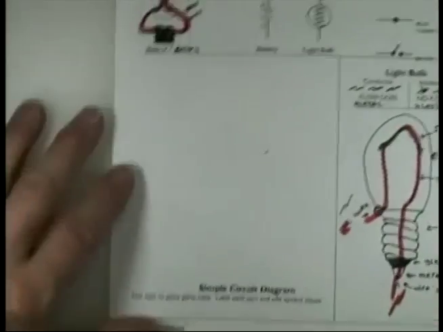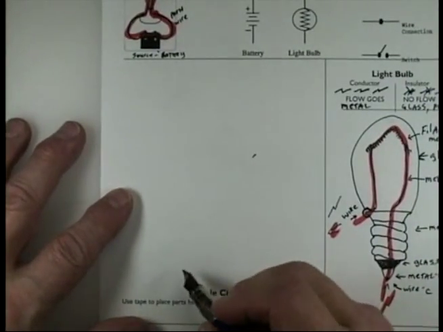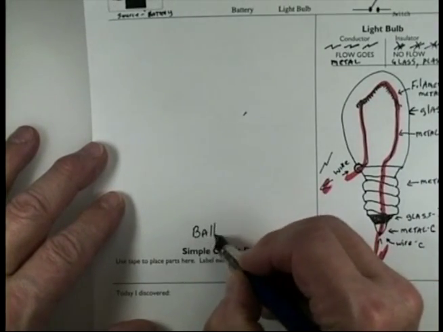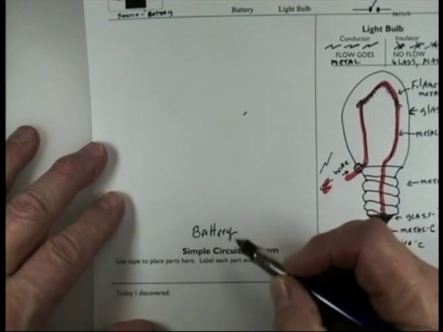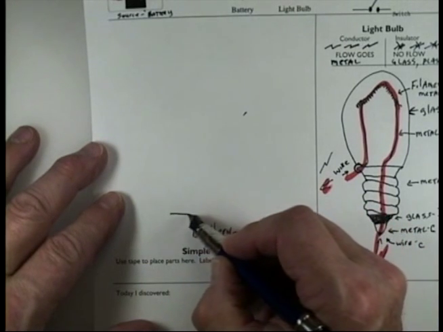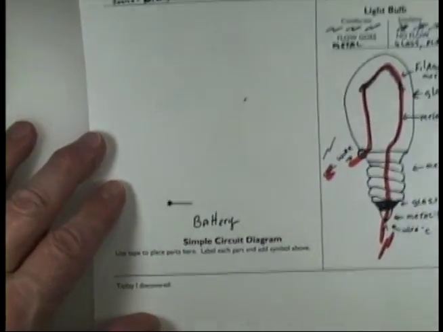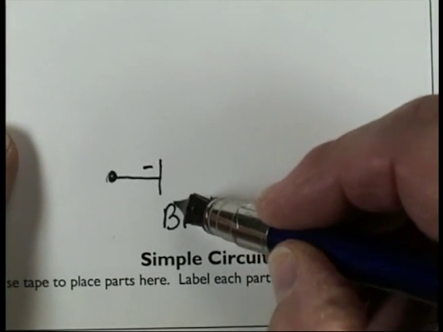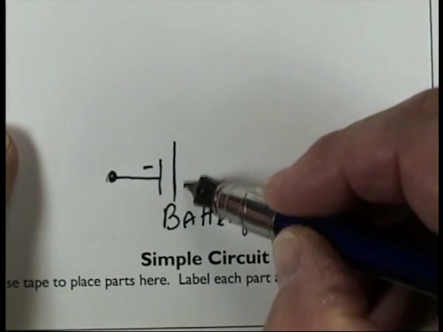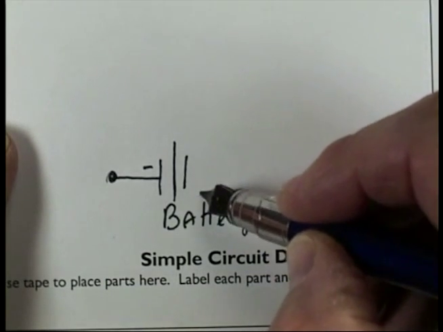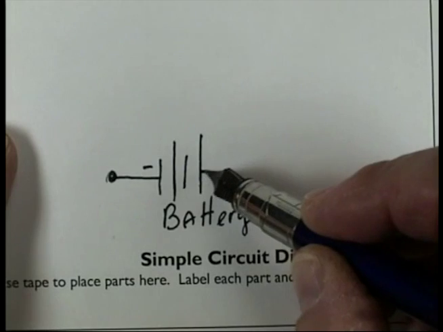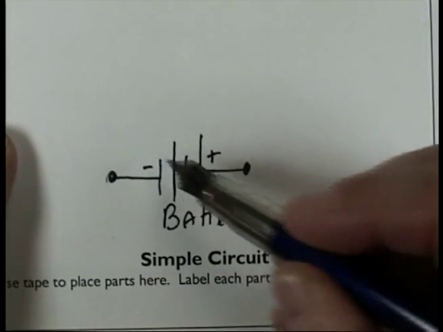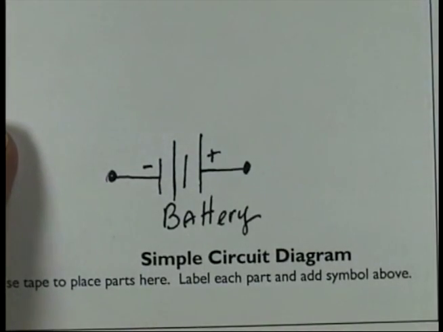So we're going to start over here, and we're going to make a drawing of a circuit. Let's start with a battery. Write the word battery here at the bottom of your page. And then we're going to draw a battery symbol. Small, large, small, large. You can either look at mine or on your worksheet. Here's our symbol of a battery.